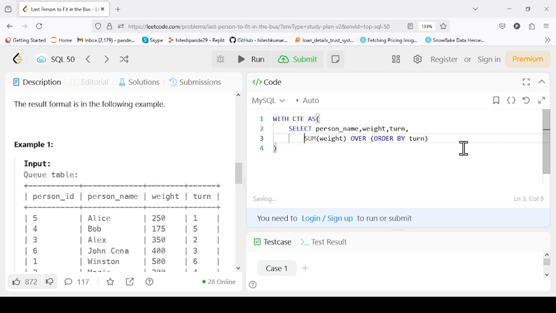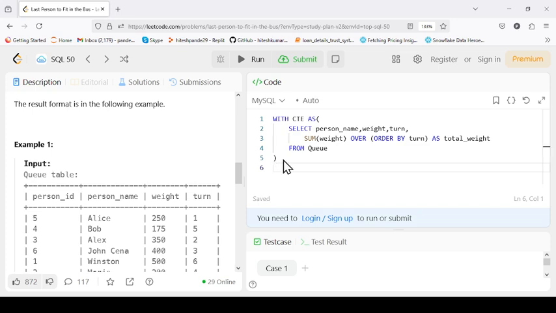alias to this while writing the AS keyword as total weight from table name. So what is the table name here? Table name is Q. So we had written our logic in the CTE. Now we will use this temporary table as in query to fetch the result.